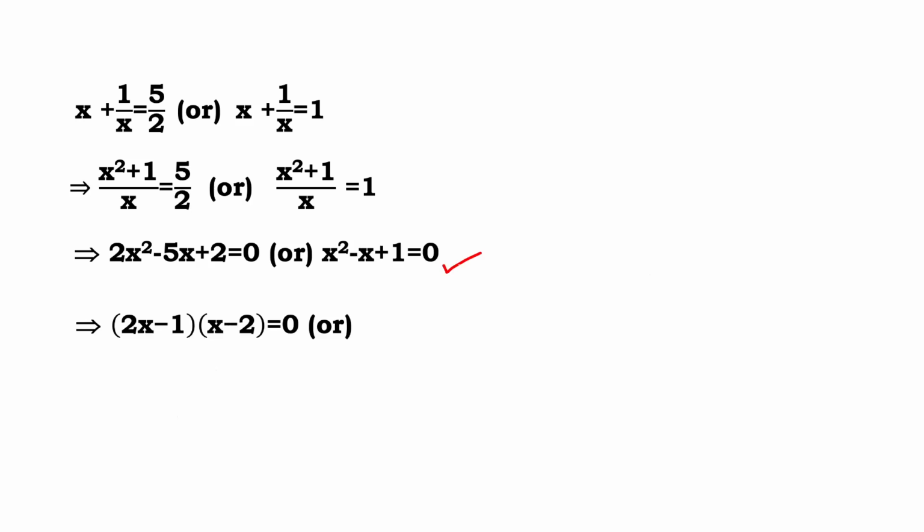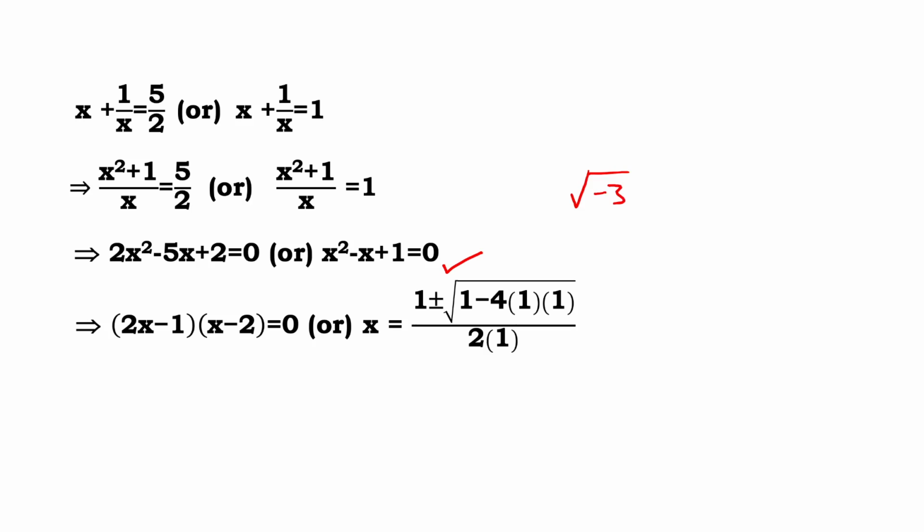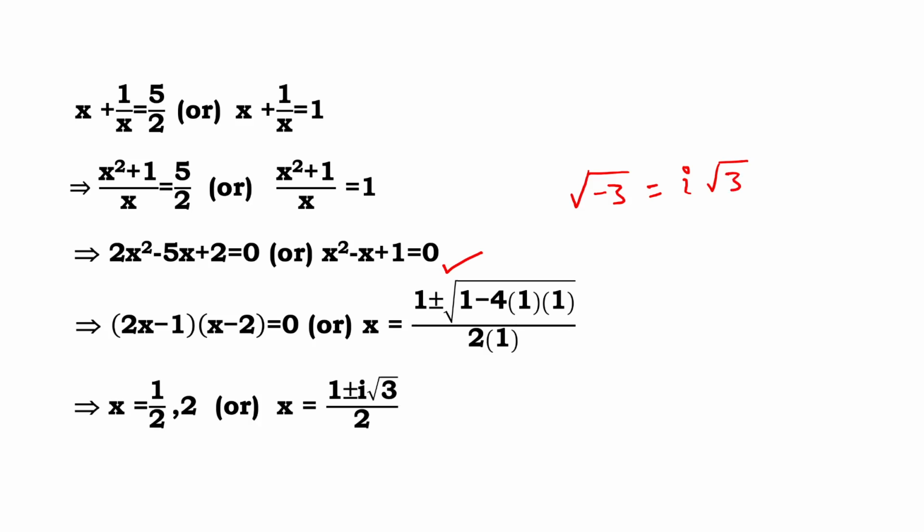The second equation we are getting is x is equal to 1 plus minus under root of 1 minus, so this is under root of -3, right? Up to 10th we have not studied this, but now we have to, carefully, we can write this as i under root of 3, right? So we are getting this value, and at last I am getting x is equal to 1 plus minus i root 3 by 2, where i square is equal to minus 1.